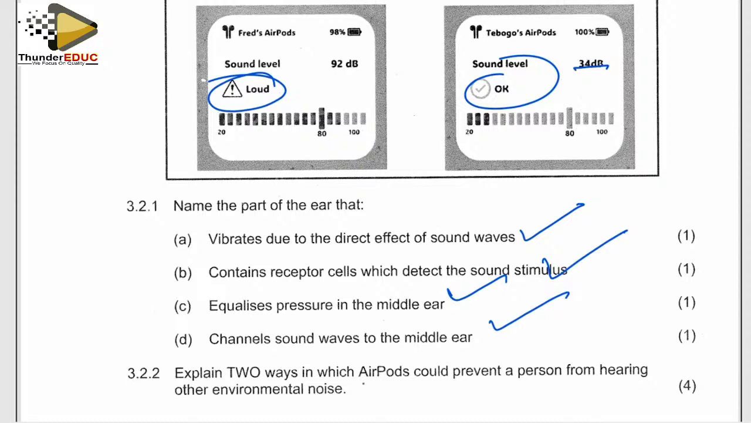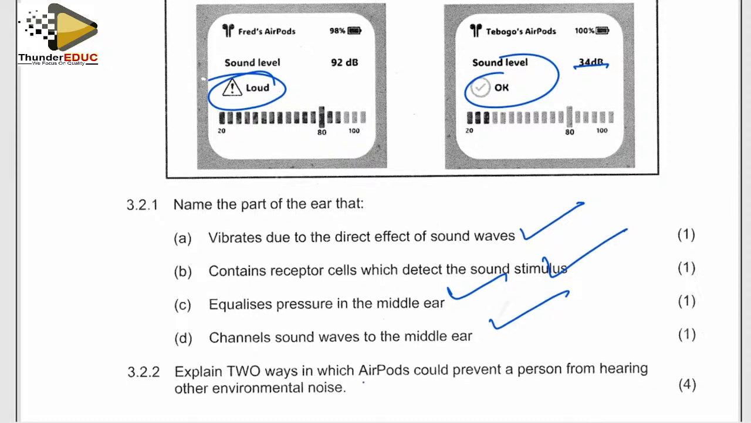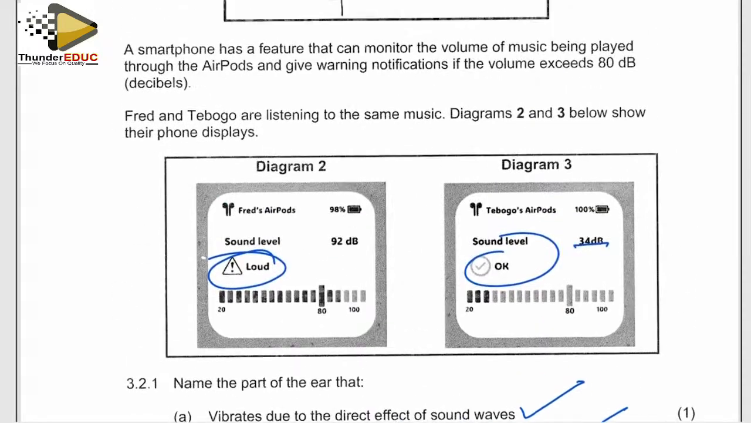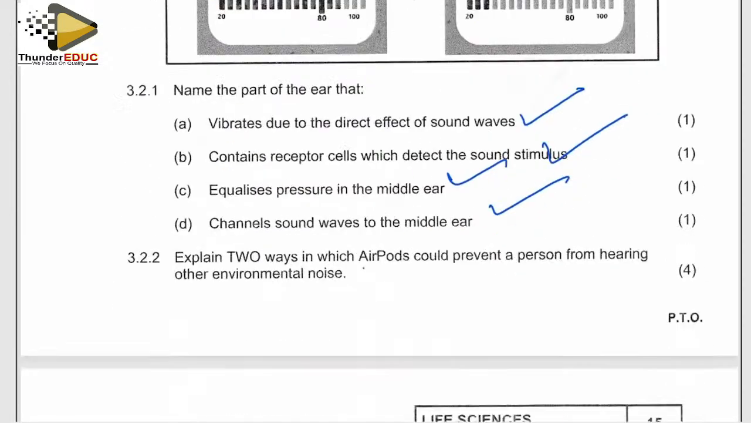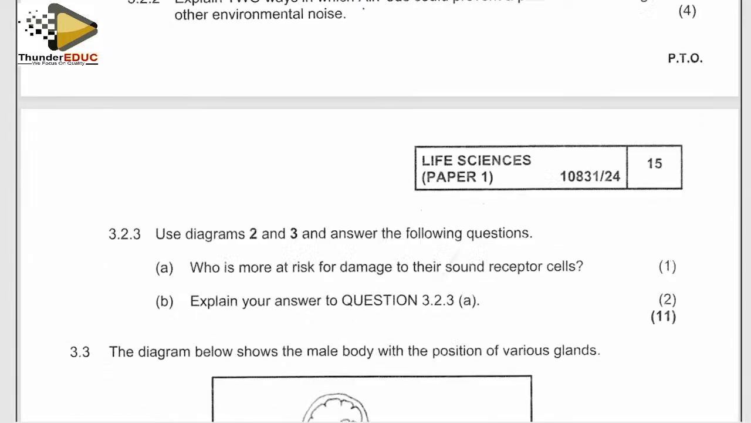They are saying explain two ways in which an earpod could prevent a person from hearing other environmental noise. Basically, if you look at it, it fits into the ear, meaning that there is no external sound that is going to come in. Then number 2, based on the technology, they have technology which reduces or isolates the noise. Another thing is that the sound is directed from the earpod into the ear, meaning that it doesn't go out. You understand? Yes. So your answer is supposed to be related to that explanation.